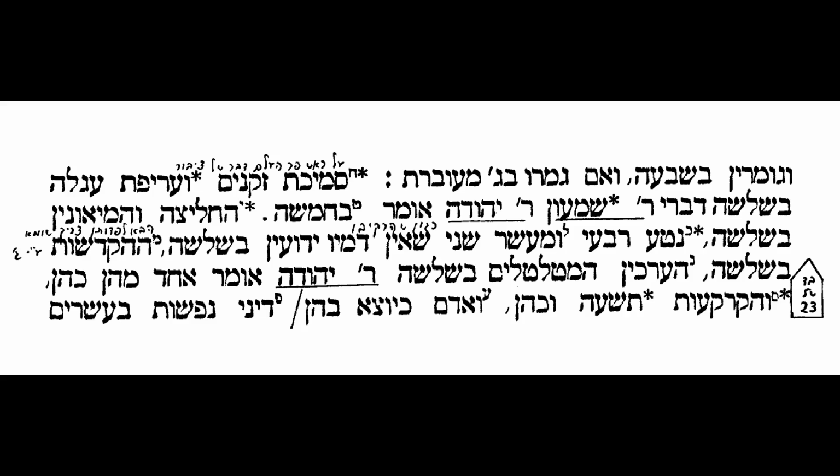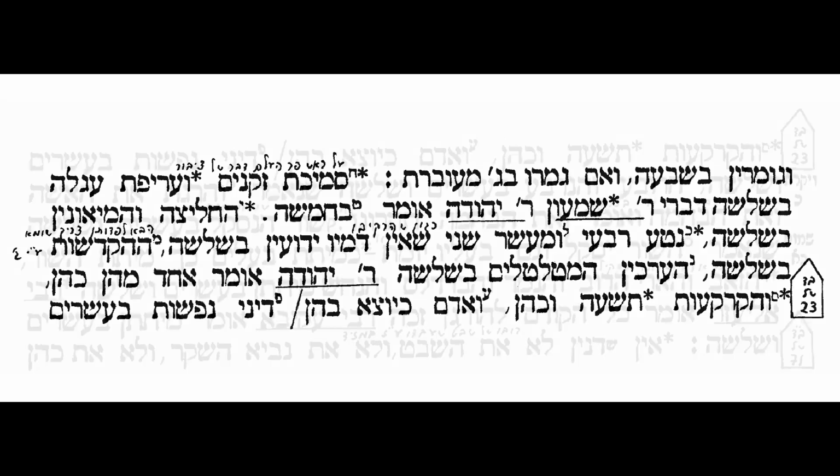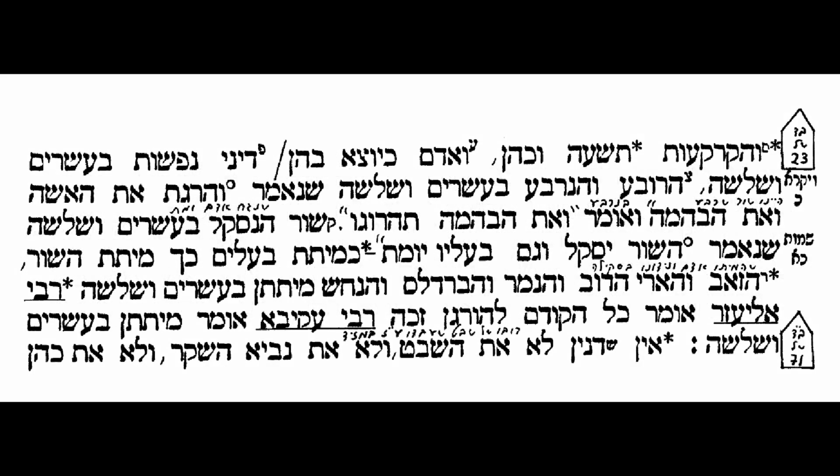Dinei nefoshos. Notice at this point we have featured a slash in the Mishnah because we're now beginning a new topic. We also have our little house form in the space to the immediate right-hand side of the Gemara, indicating we're now going to discuss the issue of 23 judges needed for judging capital cases. Dinei nefoshos, cases involving capital crimes, be'esrim u'shlosha.